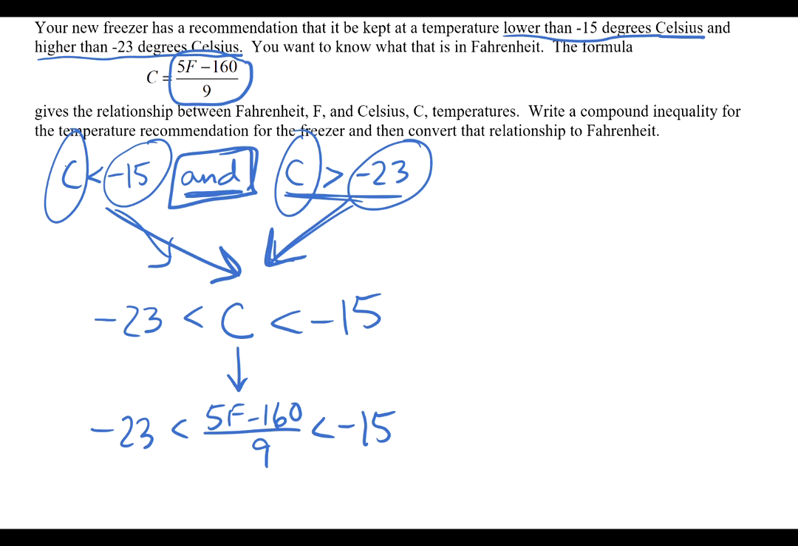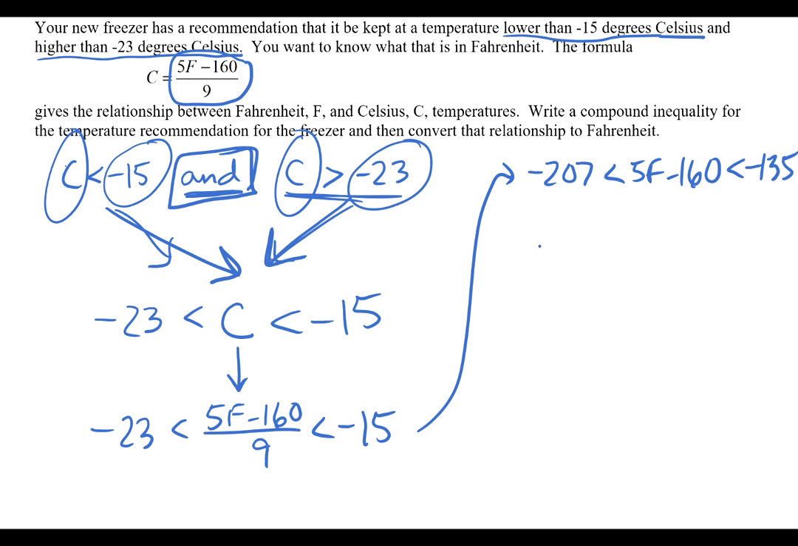All right, so to solve this, we'd first multiply both sides by 9, or I should say all three sides by 9. So negative 23 times 9 is negative 207, is less than 5F minus 160, because the 9 just gets canceled in the middle, is less than, now negative 15 times 9 is negative 135.